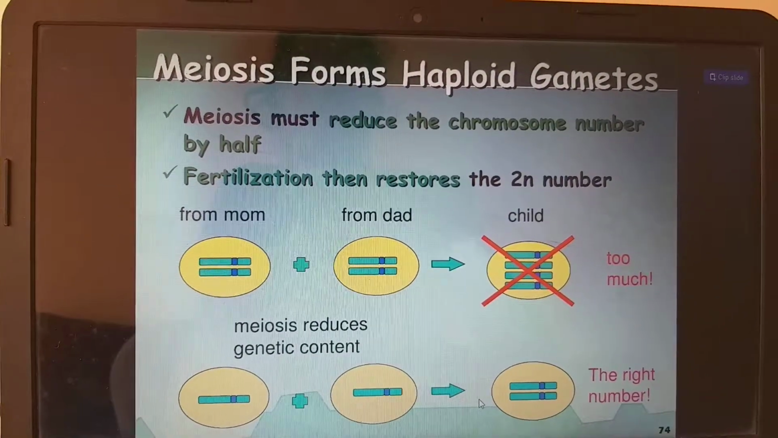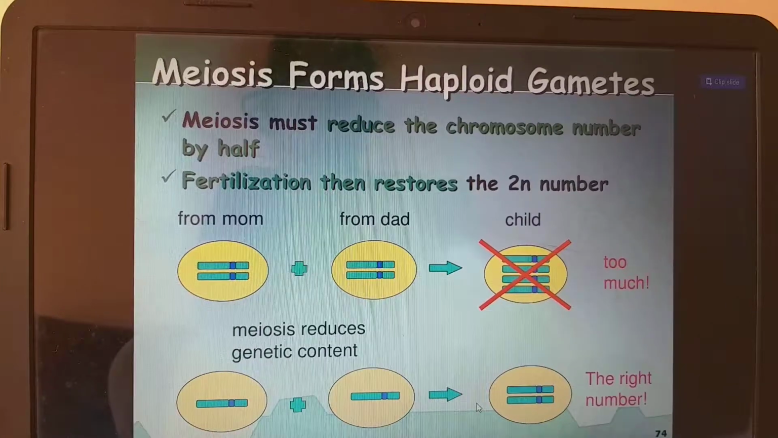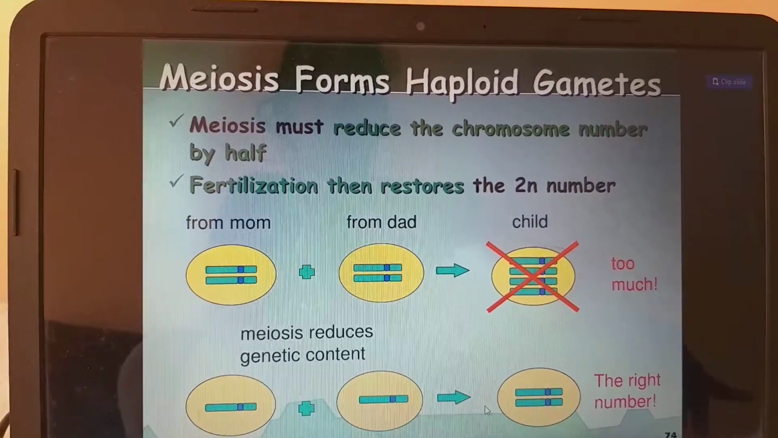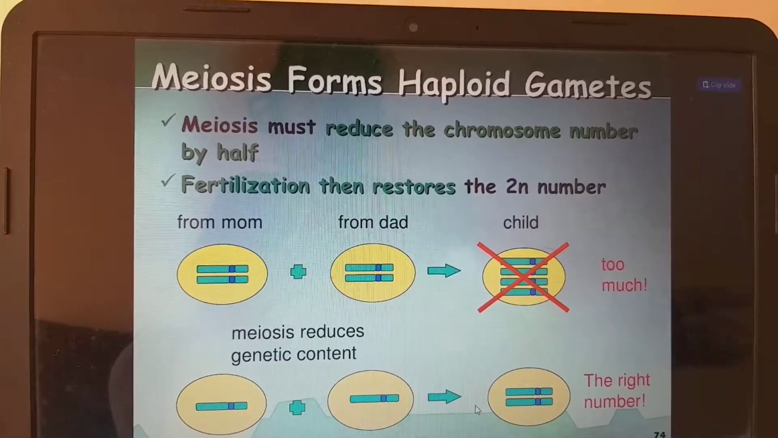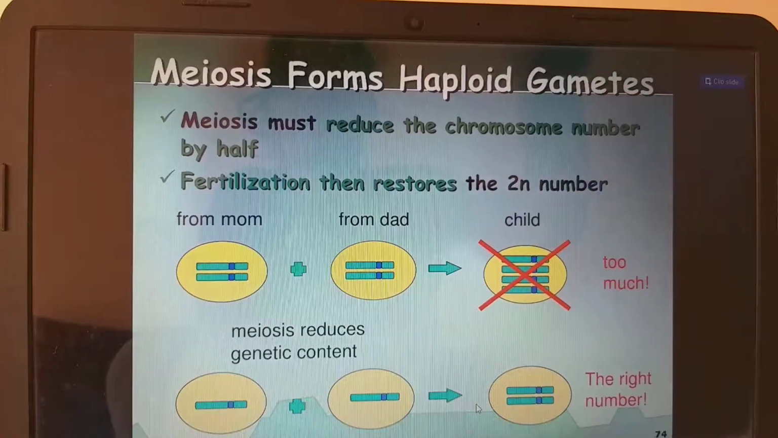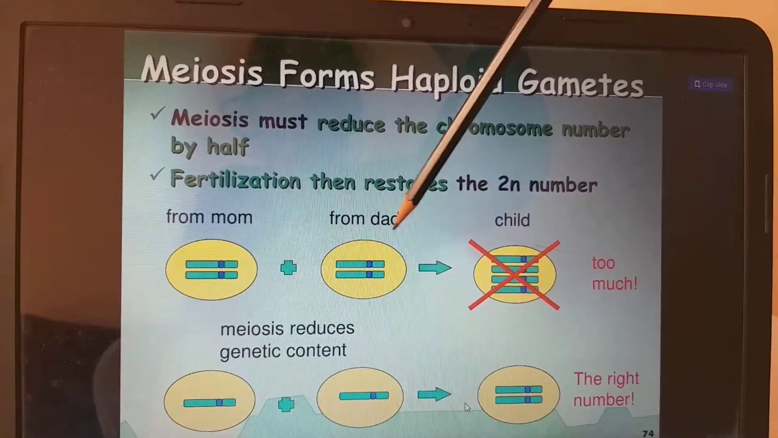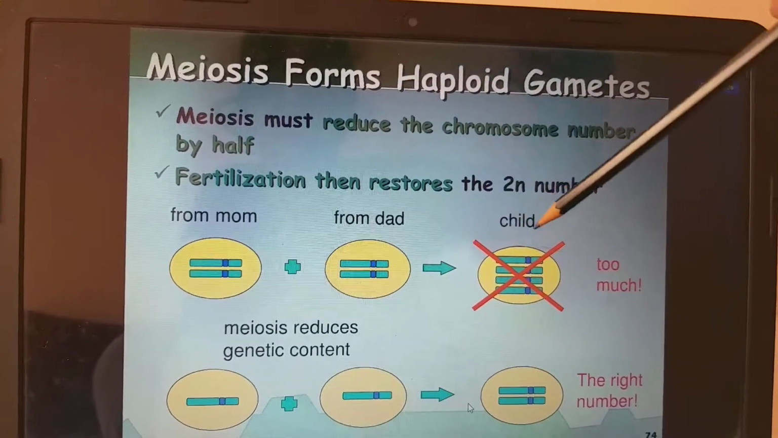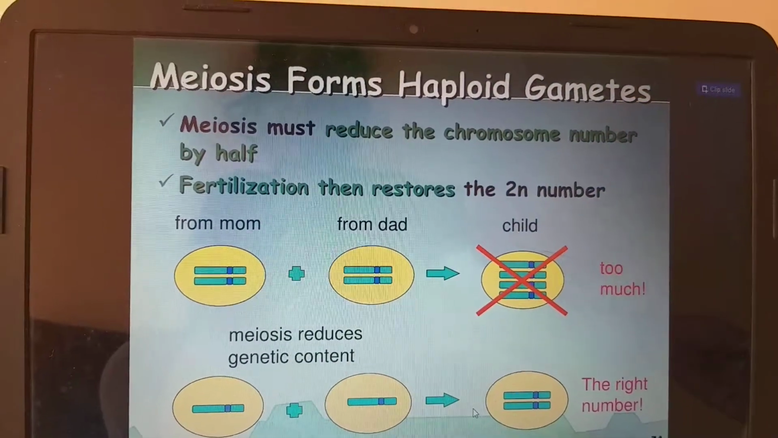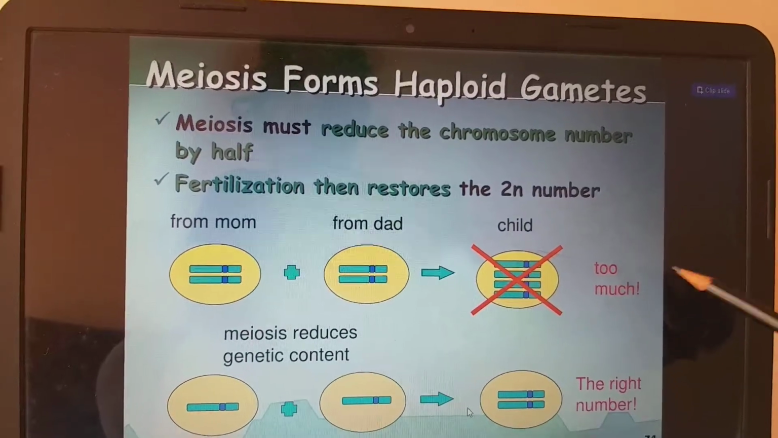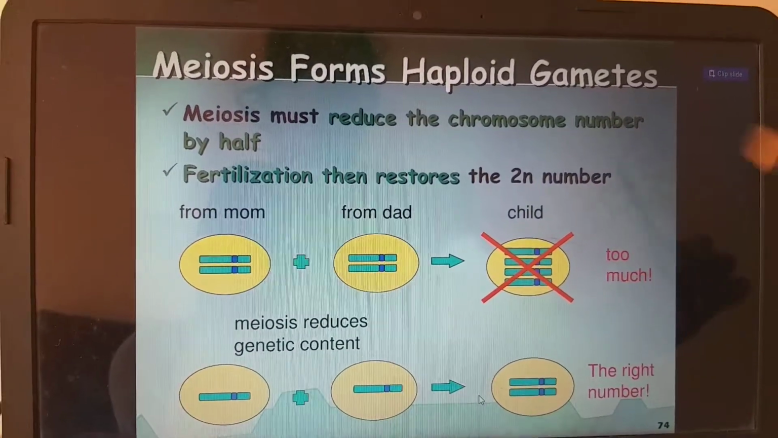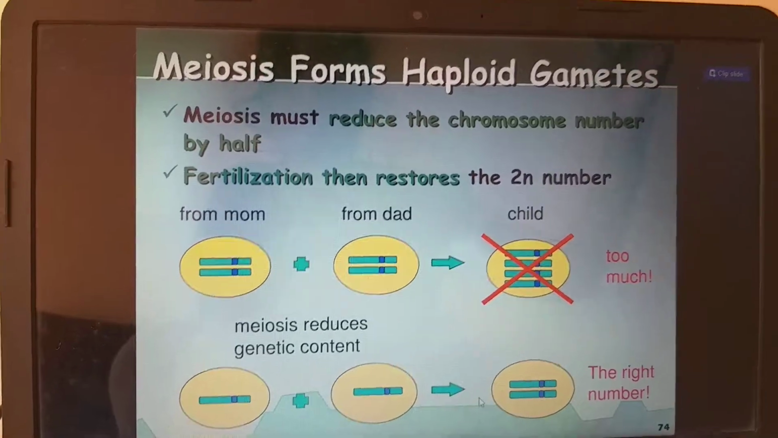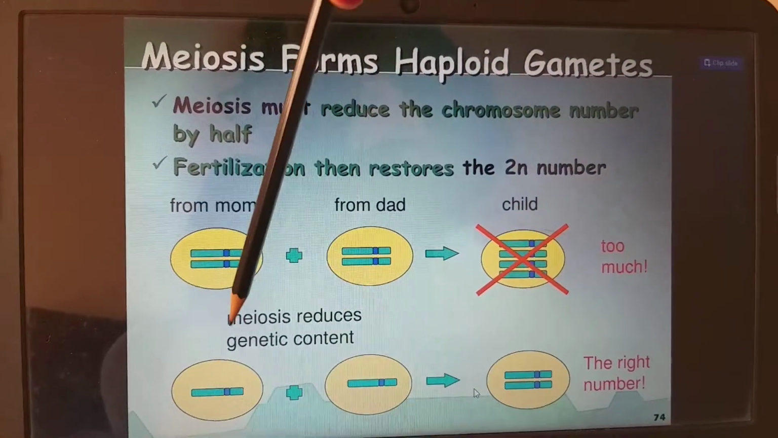Next, meiosis will form haploid gametes. Meiosis must reduce the chromosomal number by half. Fertilization then restores the 2n number, for example, from mom and from dad, which leads to a child. For example, if it were 2n and 2n, this would lead to 4n. The chromosomal number would not be maintained in the child. So it leads to too many chromosomes, and further in the next generation it leads to even more. So meiosis reduces the genetic content.